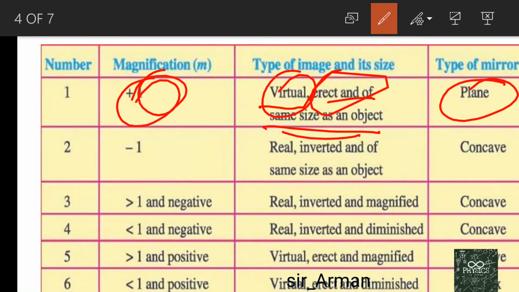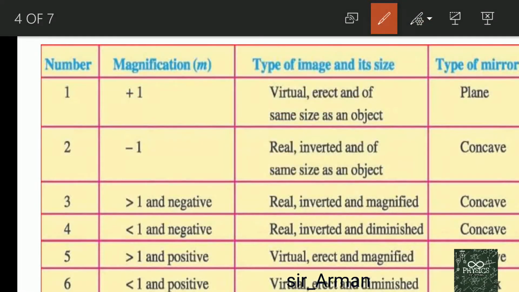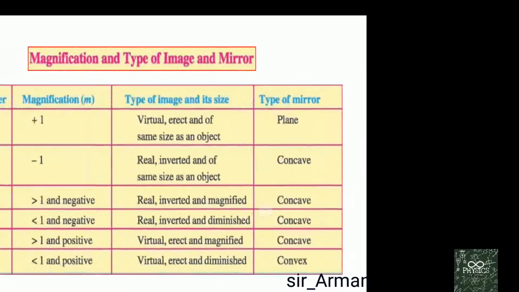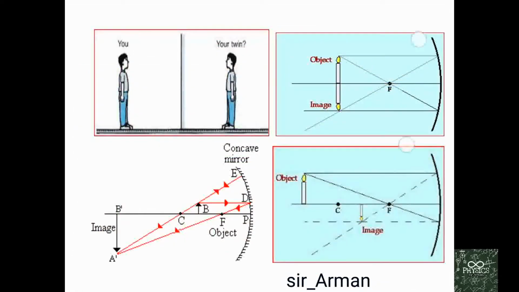One time magnified means it is the same. If it is 2 times magnified, then it is double. And what type of mirror is it? Plane mirror. Now, minus 1 magnification. So let's solve another question here.